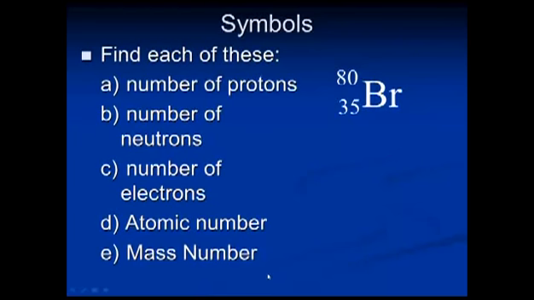Okay. So for each of these, I want you to find the protons, neutrons, and electrons, and then the atomic number and the mass number. So again, this is a point where you should pause and try this on your own, and then check yourself.